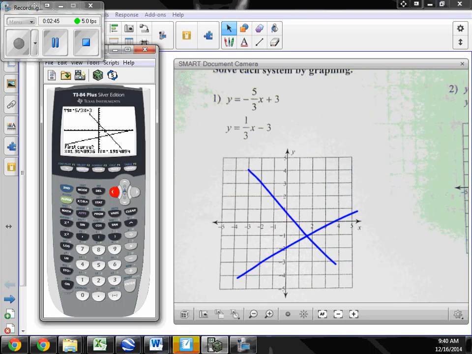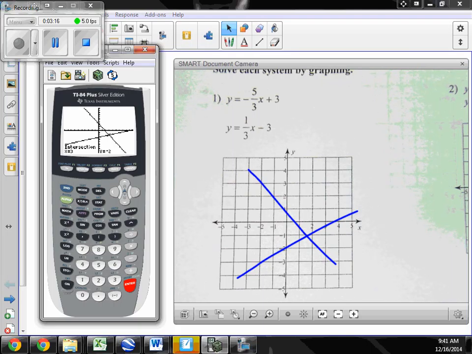So it says first curve, I'm on y1, I hit enter, and it automatically skips down to y1 or y2. So I push enter on y2, and then it asks for a guess. It wants to know about where do you want me to look. So I'm going to go over to this intersection, and I'm going to hit enter. And that's the intersection.